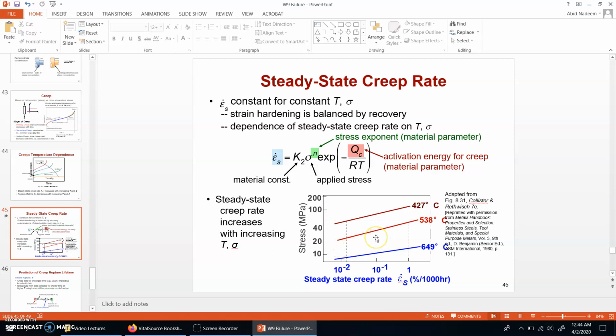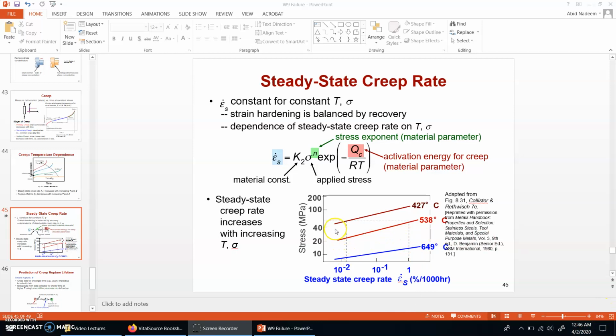So in this slide, as you can see, this is the relationship between the stress and the steady state creep rate. Okay, it's not the strain, actually it is the creep rate, strain per unit time.